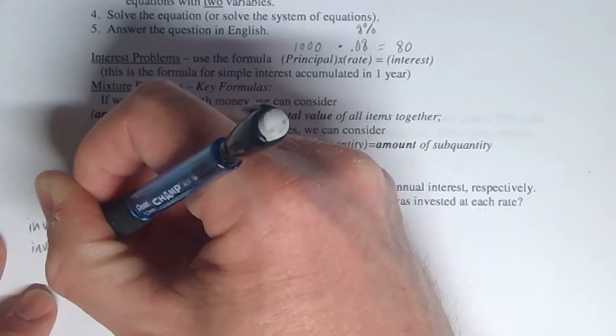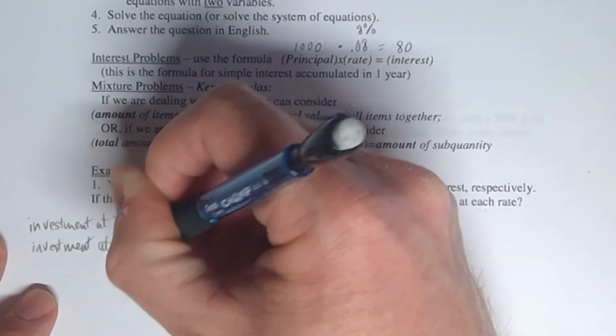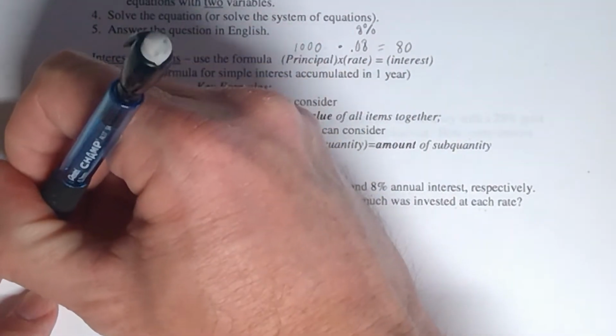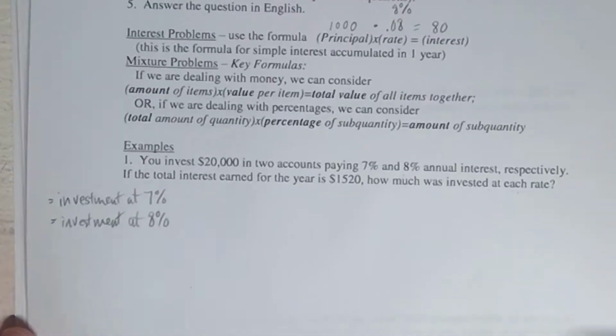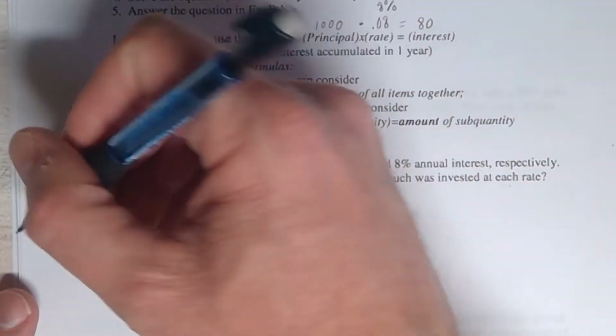Investment at 8%. And since we're trying to find two different things, I need to have two variables for that, one for each question. Okay, two questions here that we need to answer.